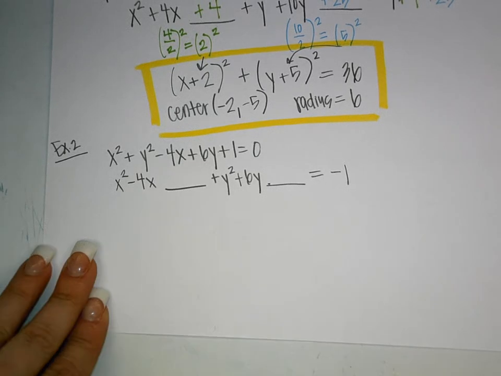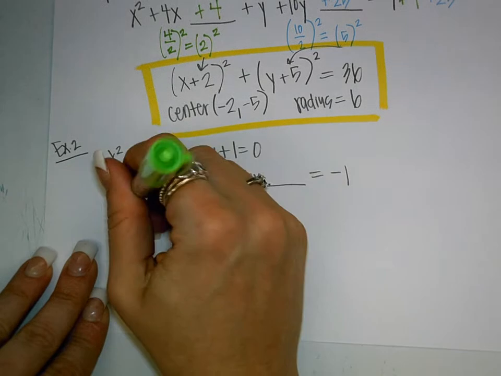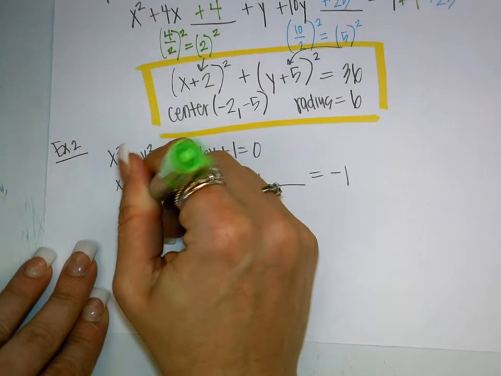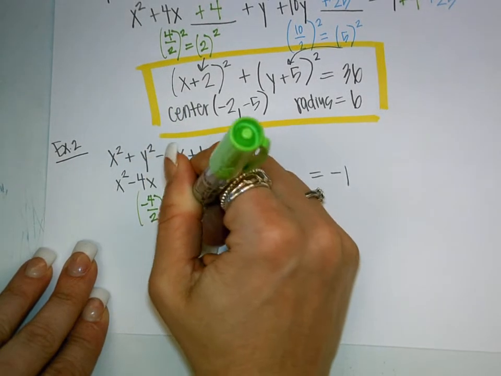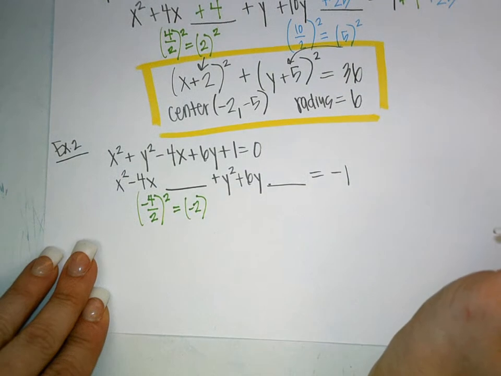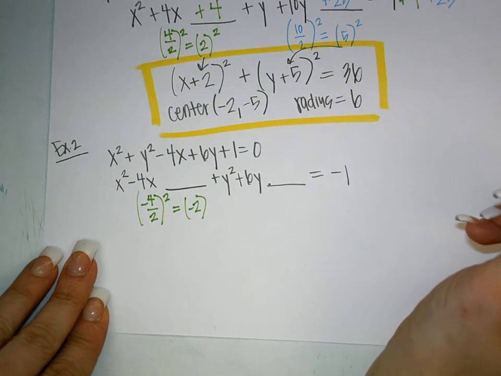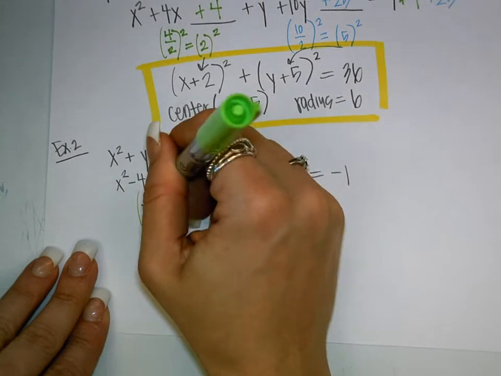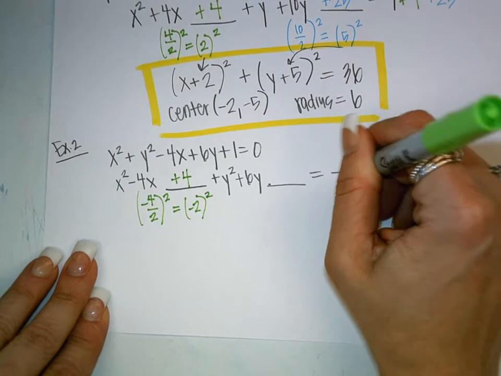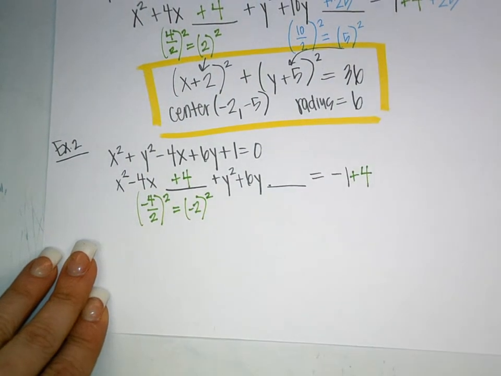Okay, now complete the square for the x. So take the middle number divided by 2 and square it. Make sure you take that negative. So negative 4 divided by 2 and squared. So what are you going to add to both sides of the equation, excuse me? Positive 4. So add 4. Make sure if you add it to one side, you add it to the other side as well.